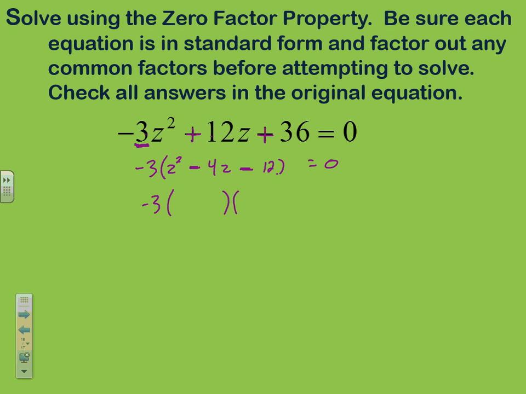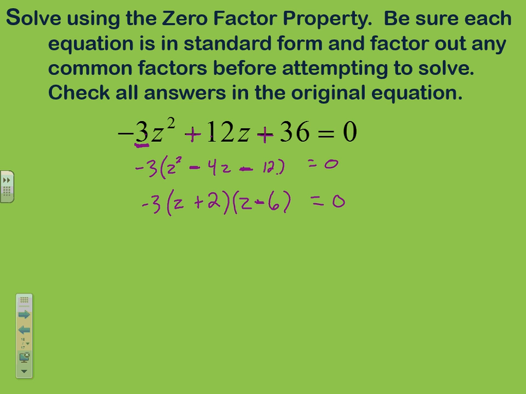So we're still going to come back here. So this is still a z. This is still a z. Now, because this last term is a negative number, one of these has to be positive, one of these has to be negative, so that when I multiply them together, I'll get a negative number here. So the factors of 12 that could combine in such a way that would give me a negative 4 would be a negative 6 and a positive 2.